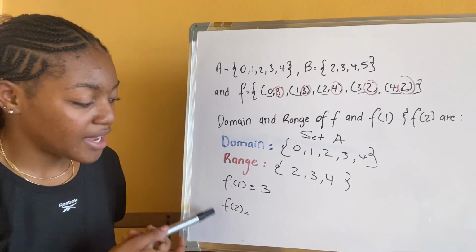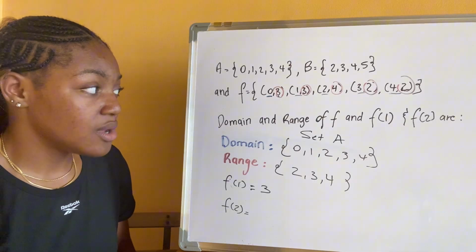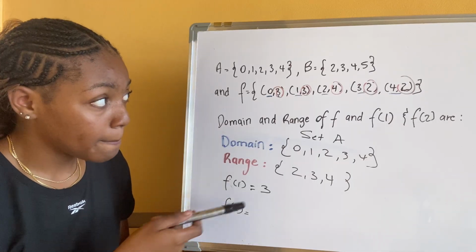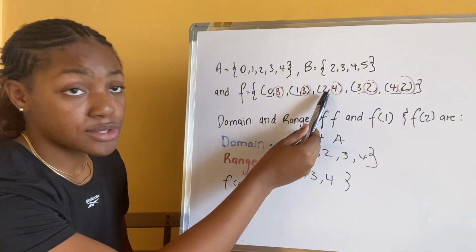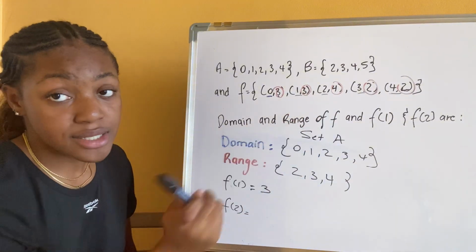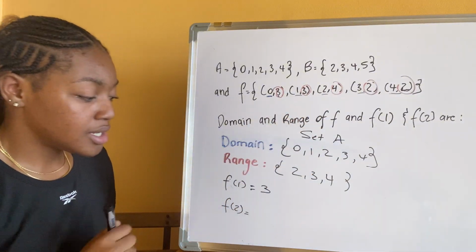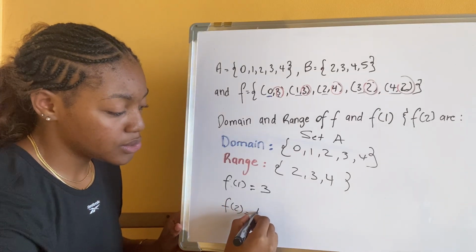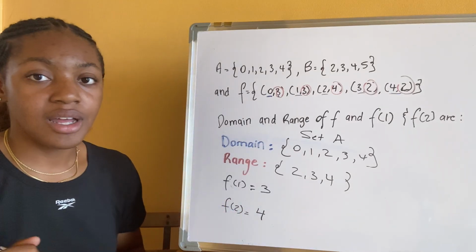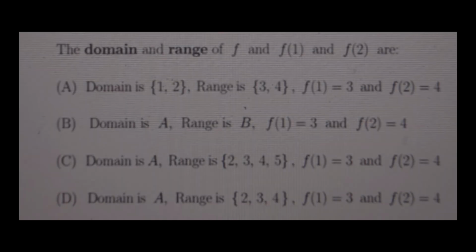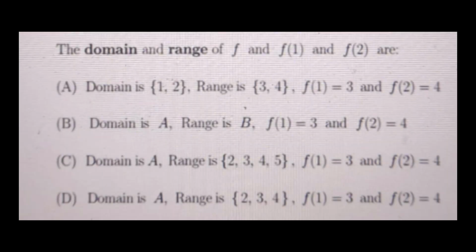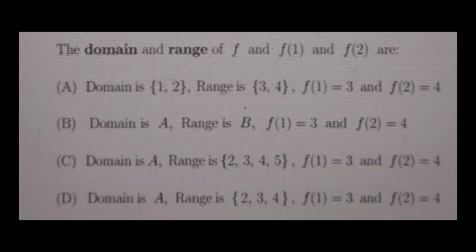And we want to find what is f of 2. So we're going to see where x is 2. X is 2 right here. When x is 2, y is 4. So our f of 2 would simply be 4. And that would be our answer. So we're going to look for the option that has this answer. So from the options, we're seeing D.